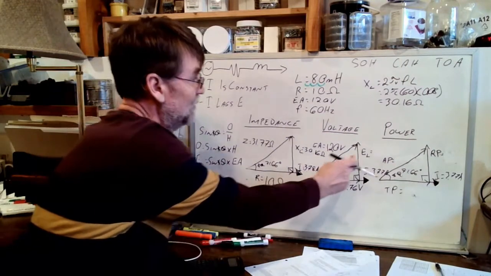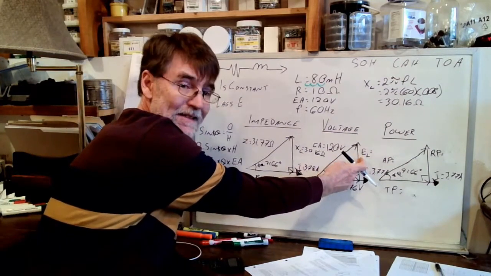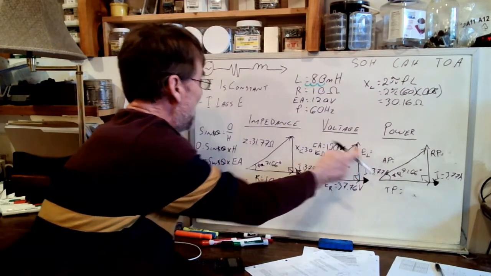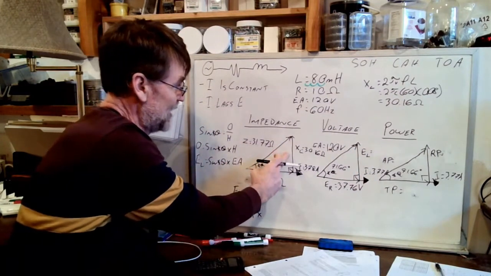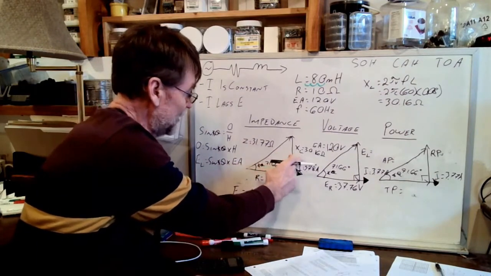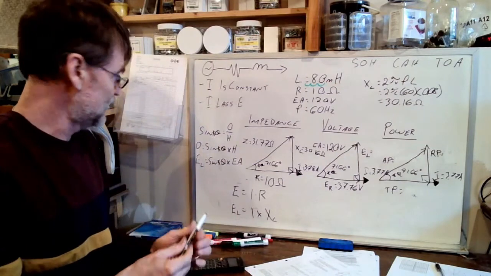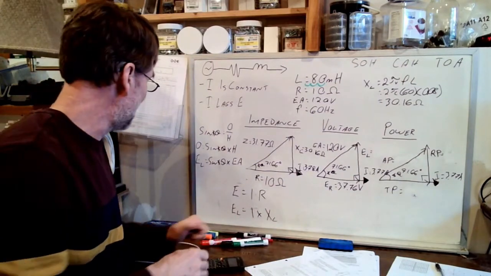Well, EL is the vector at 90 degrees. It's the opposite of our triangles. So when we come back to the impedance triangle, it's the vector at 90 degrees. The opposite of this triangle is XL. So let's just do the math here and find out what we get.